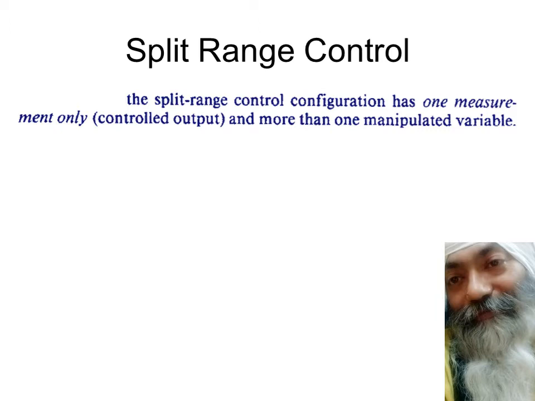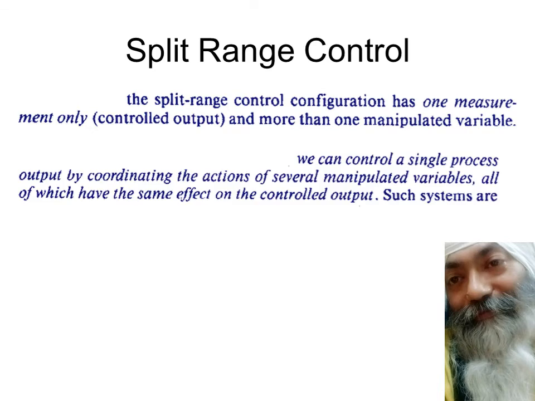What we shall be doing in split range control is that the output range is split into two parts. The output range may be 4 to 20 milliampere. It's split into two parts: 4 to 12 is one part and 12 to 20 is another part. Maybe it is 3 to 15 psi. So 3 to 9 psi is one part that will be used to control one valve, for example, and 9 to 15 psi will be used to control another valve.